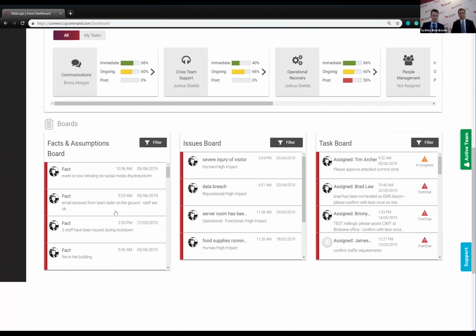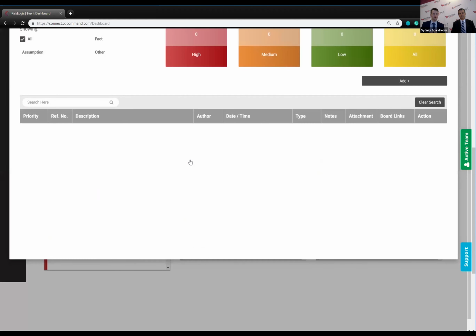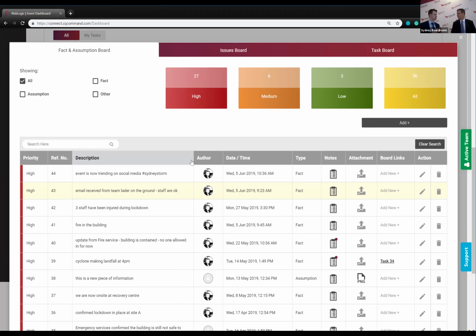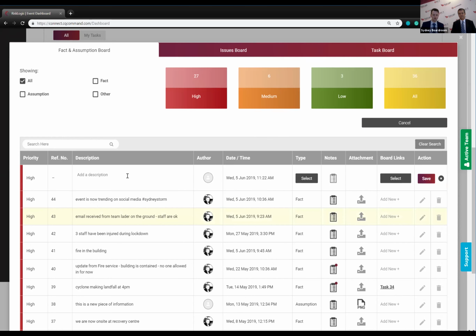Then we've got our facts and assumptions boards, or our virtual whiteboards. This is that information piece Tim and I have been talking about this morning. Here we've got the ability for any team member, someone in that crisis team or a user of CQ Command, not your whole organisation, to start dropping in information as we receive it. If anyone's been in a crisis or an exercise, you've got phone calls, emails coming through, releases handed to you, and we can simply add in that new piece of information.